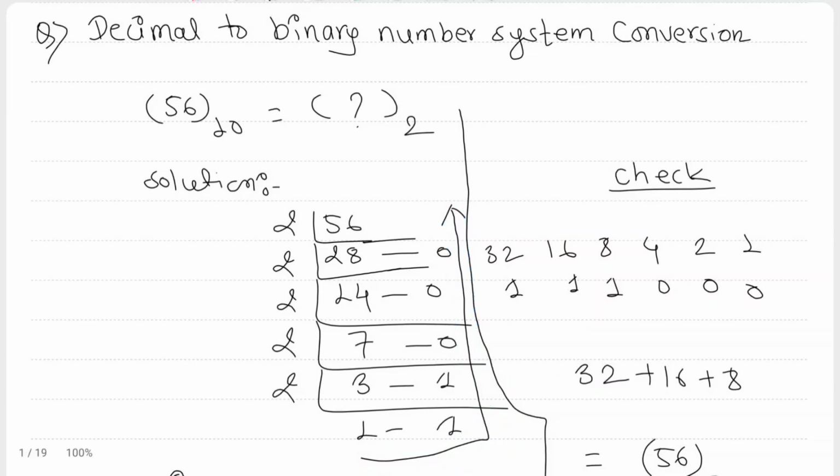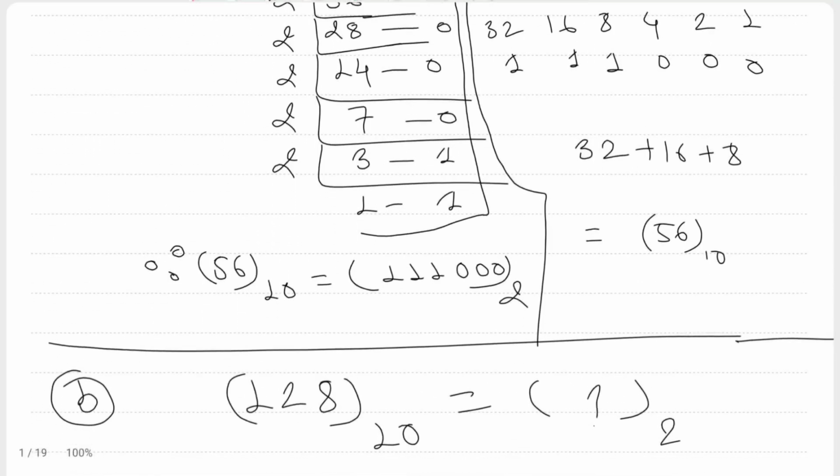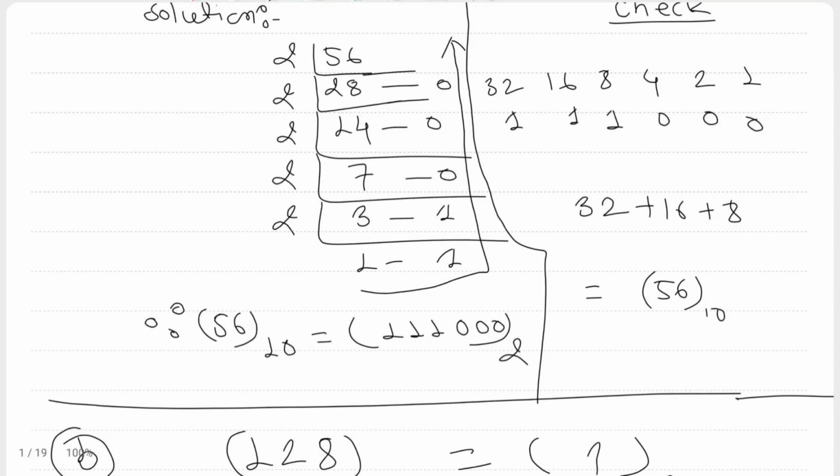So 1, 2, 4, 8, 16, 32, 64, 128, in this order. Then we put our numbers from bottom to top, I mean reverse order. Where there is 1 we add, and 0 is as it is. So 32 plus 16 plus 8 is equal to 56. So 56 is converted into binary number 111000 base 2. This is our answer. We easily convert a decimal number into a binary number.